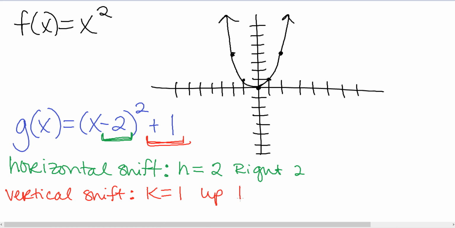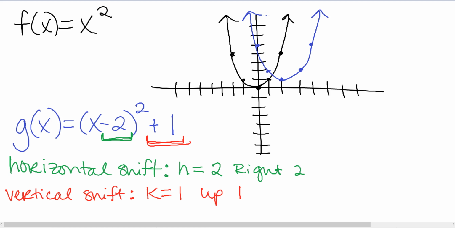So we're going to do a combination. We're going to go to the right 2 for everything and up 1 for everything. So starting here, we'll go to the right 2, up 1. Let me use a different color. Right 2, up 1. And there is your graph. Okay?